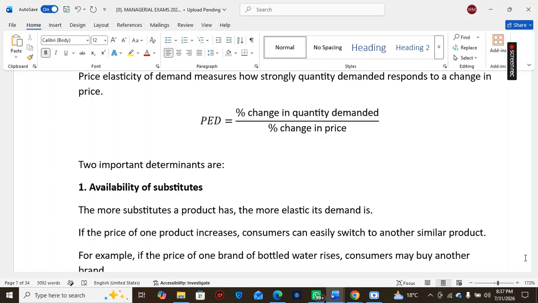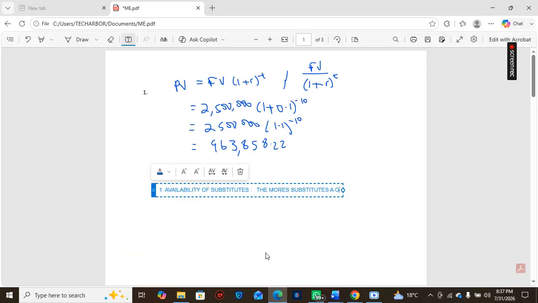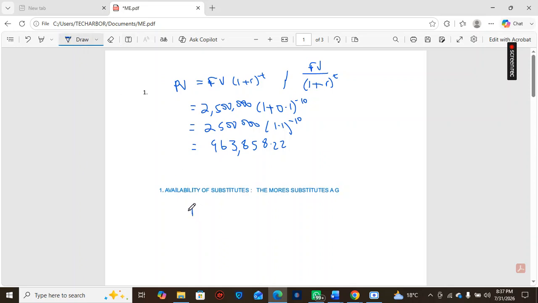So remember this, colleagues, when we say elastic demand, it means quantity demanded is sensitive to price changes. So you can find the price increases even just by 2%, then you find quantity demanded would drop by, let's say, even 20%. That is elastic demand. Quantity demanded is sensitive to price changes.